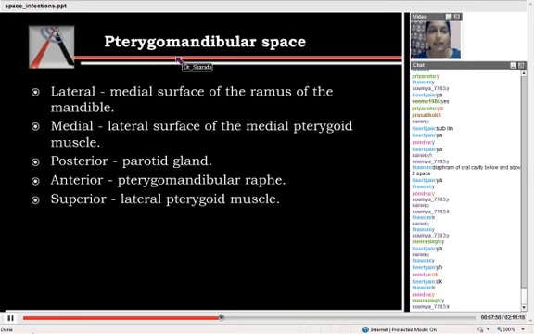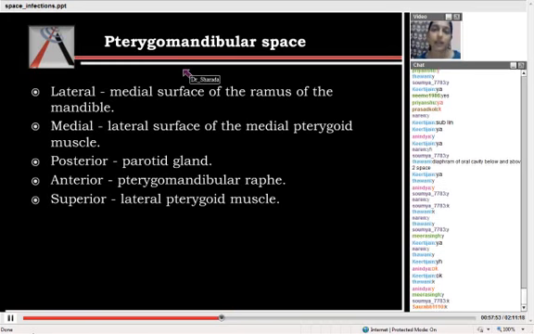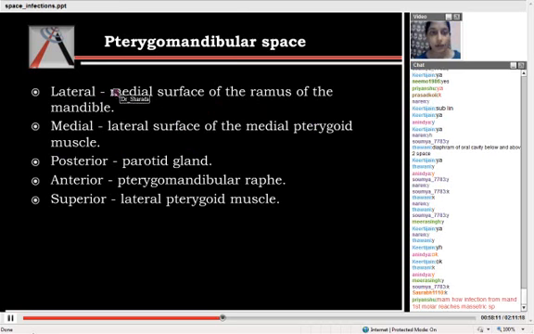Okay. Now the pterygomandibular space. This is something that you guys know, because basically you have to learn it by heart. Laterally, the medial surface of the ramus of the mandible. Medially, the lateral surface of the medial pterygoid muscle. So can you remember it like this? It's opposite. Laterally, you're going to have the medial surface of the ramus of the mandible, the bone, okay? And medially, you're going to have the lateral surface of a muscle, the medial pterygoid.